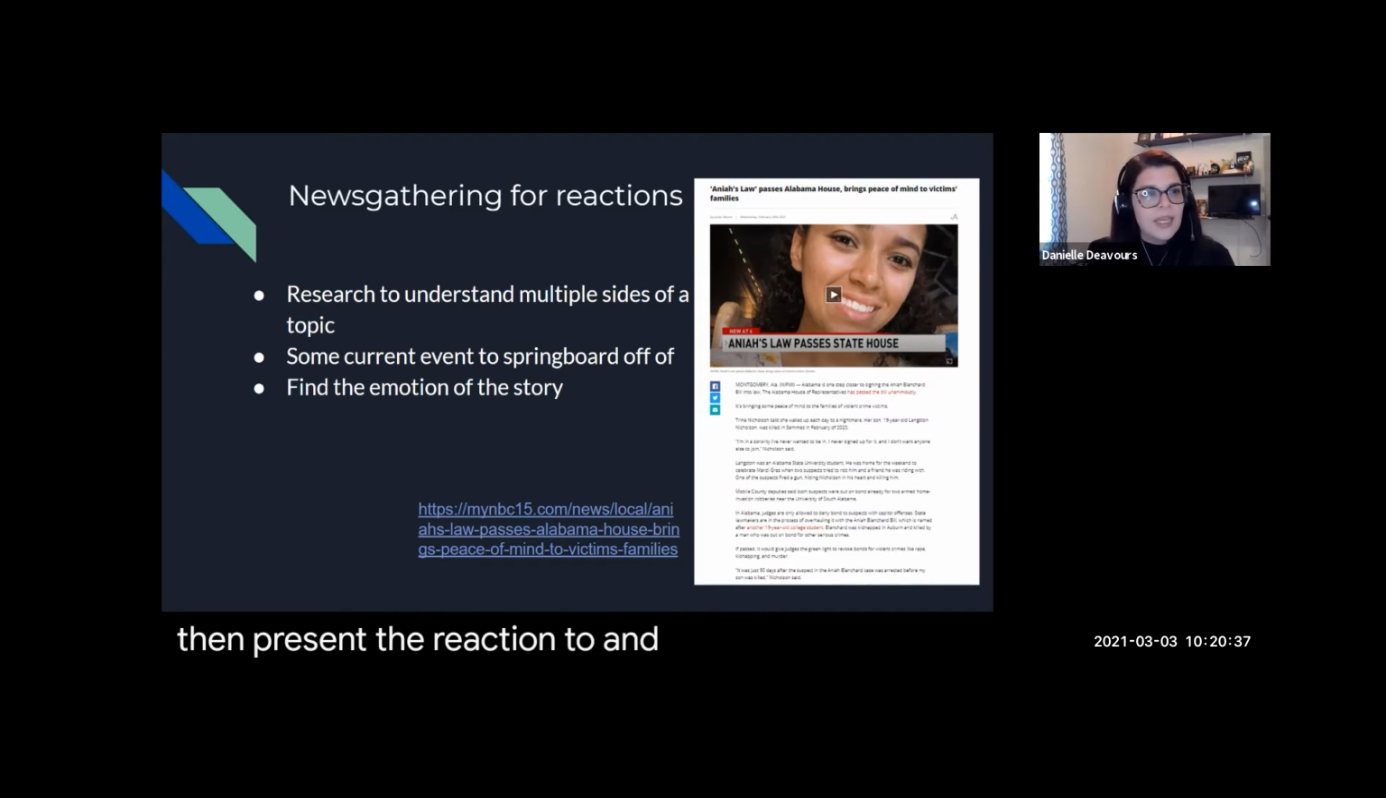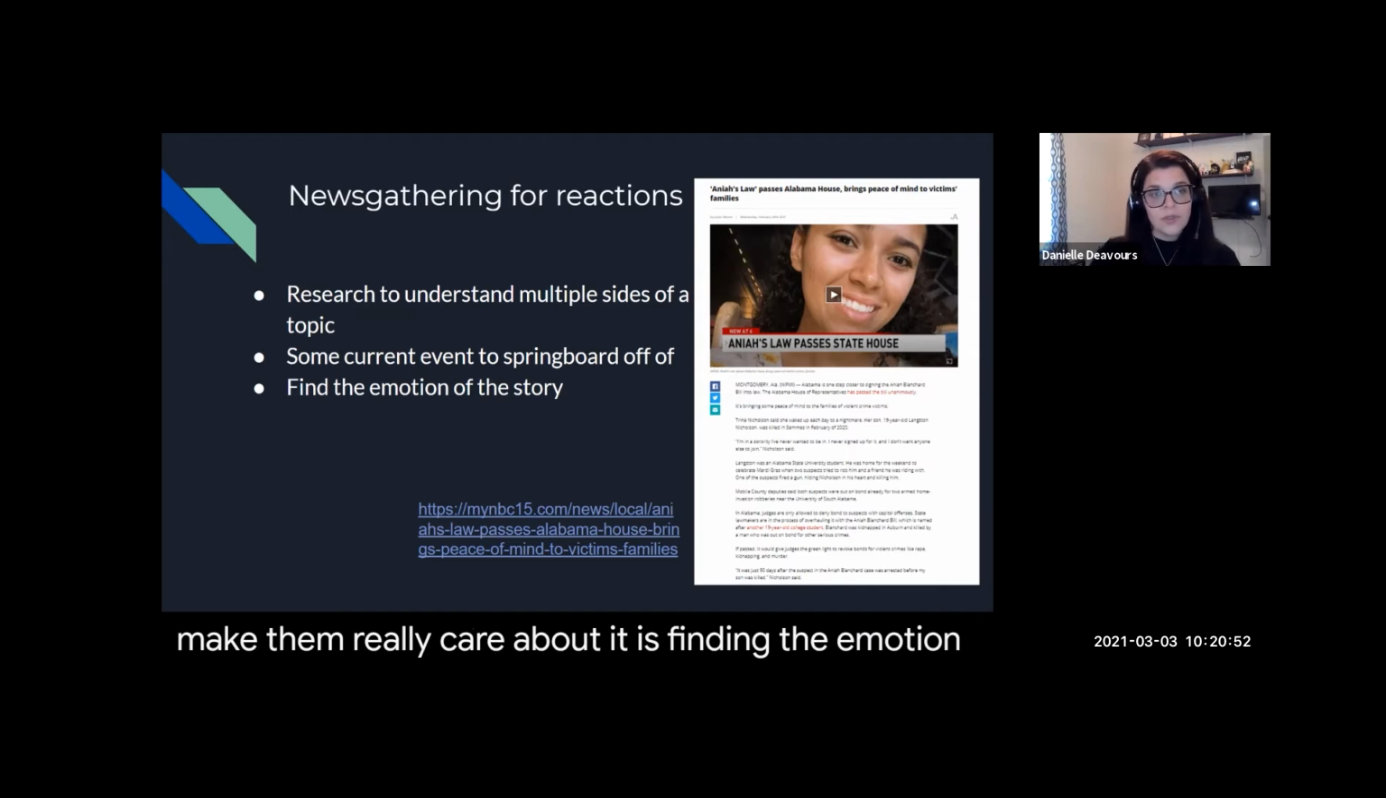And I think it was Olivia who said one of the most important elements of features is that they're emotional. And so the best way to connect a current event to your audience and make them really care about it is finding the emotion of the story.